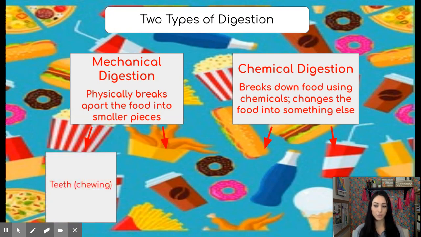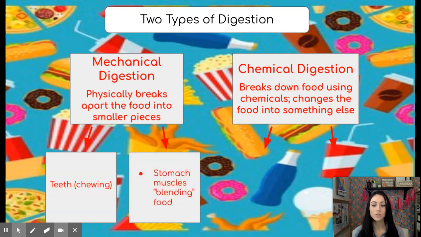Mechanical digestion is performed in two different places within the digestive system. Mechanical digestion first takes place within the mouth when the teeth start ripping and chewing and breaking apart the food within the mouth. The next point that mechanical digestion takes place is in the stomach. As I mentioned, the stomach is a muscle that actually churns and squeezes and physically blends that food, breaking it down into smaller pieces.